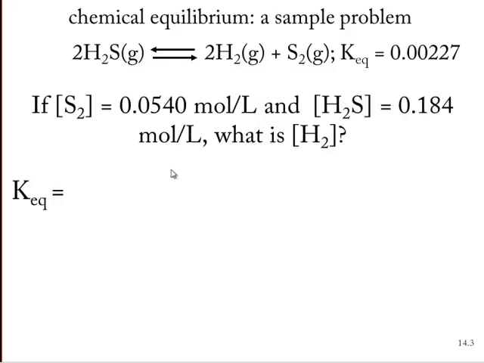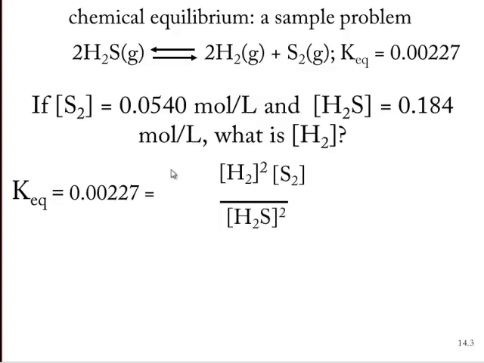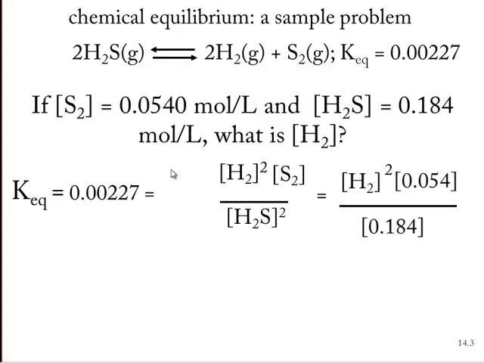So let's set it up. The concentration of the products, notice we have to square hydrogen, divided by the concentration of the reactants. That also has to be squared. We can then plug in the numbers. There it is, 0.054 for sulfur, 0.184 for hydrogen sulfide. That better be squared. Good. And now you have enough to solve the problem.